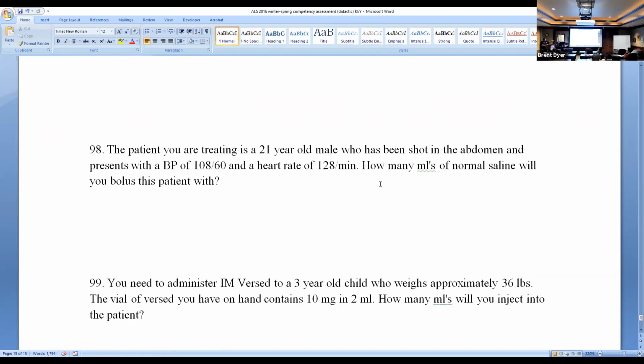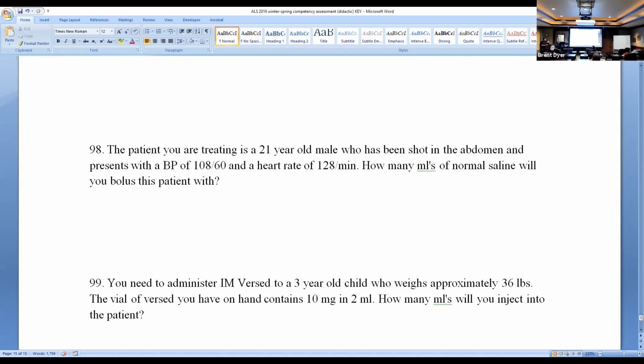Number 98 is permissible hypotension. So would you give fluid, yes or no? A 21-year-old dude, he's been shot in the gut. Blood pressure 108/60, heart rate 128. How many milliliters of saline would you give him? How much fluid would you give this dude? All right, my man says keep him at TKO, and as long as you're sustaining the blood pressure over what? 90 systolic, or the main goal is a MAP of 60 to 65.